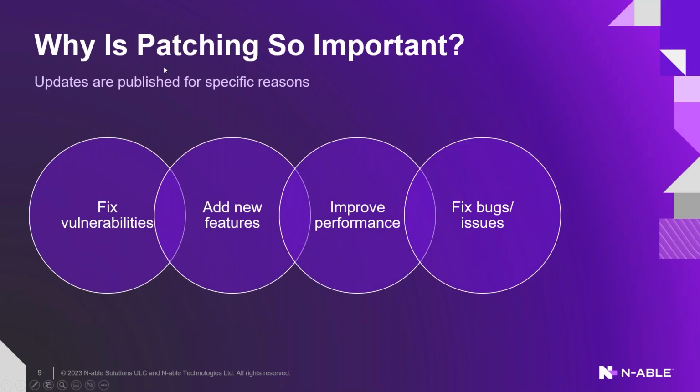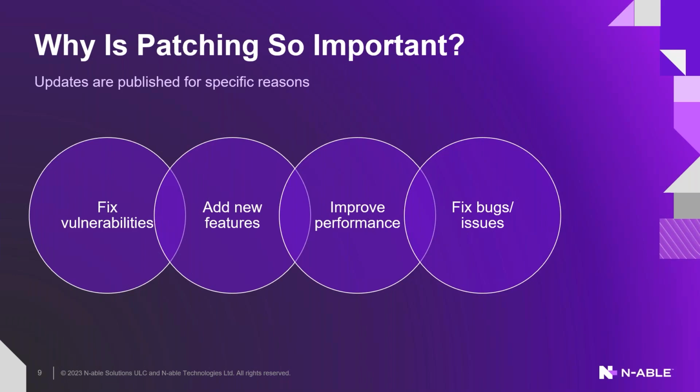Okay. Now, let's talk about patch. Why is patching so important? Updates are published for specific reasons. Those reasons are, or at least some of them are, to fix vulnerabilities, right? I think we all know that every month when you look through those Microsoft patches and look at the CVSS scores and what have you, you'll get a sense that Microsoft is continuously plugging the holes within the Windows operating system. So it's there to fix vulnerabilities.